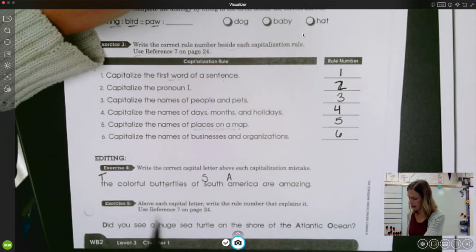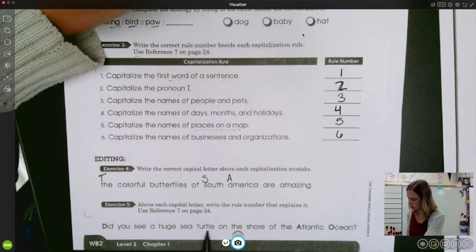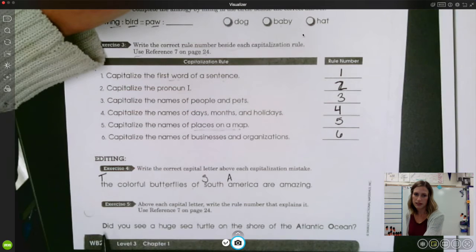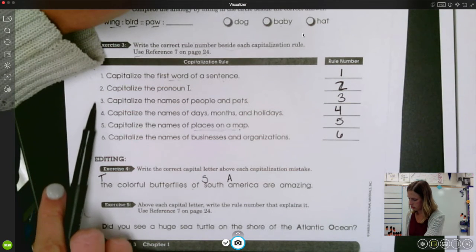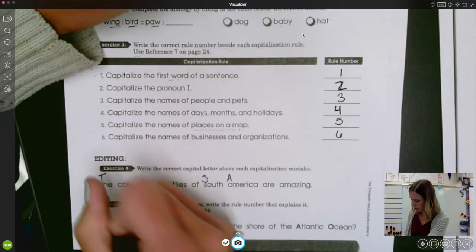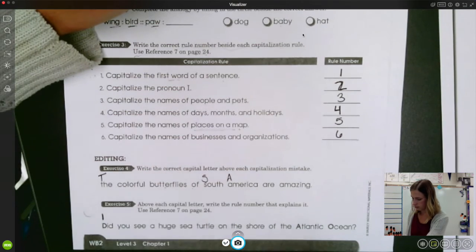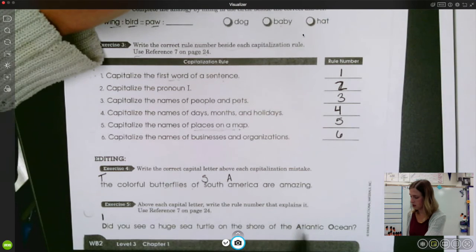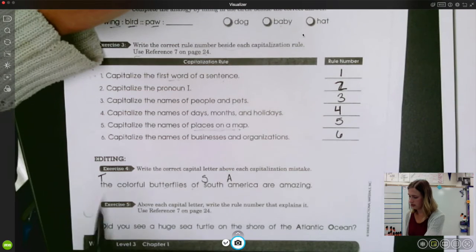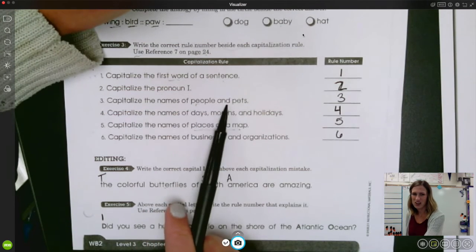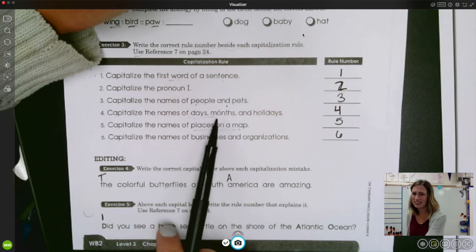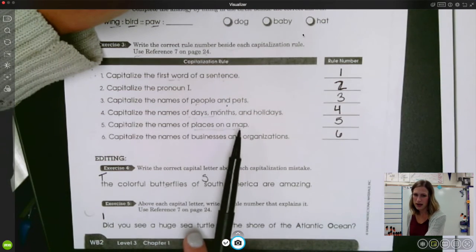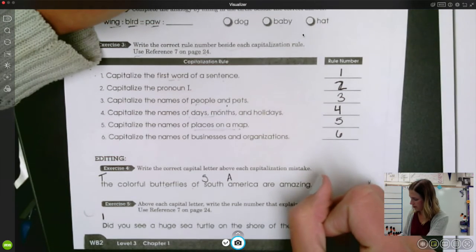All right. Next, above each capital letter, write the rule number that explains it. So, did you see a huge sea turtle on the shore of the Atlantic Ocean? Which rule says that we capitalize the first word of a sentence? Rule number 1. So, above this, you just write a 1. Then, which rule says that you capitalize Atlantic Ocean? Well, what is Atlantic Ocean? Is it a person? No. A pet? No. A day, month, holiday? No. Place on a map? Yeah, that's a place on a map. So that would be number 5.